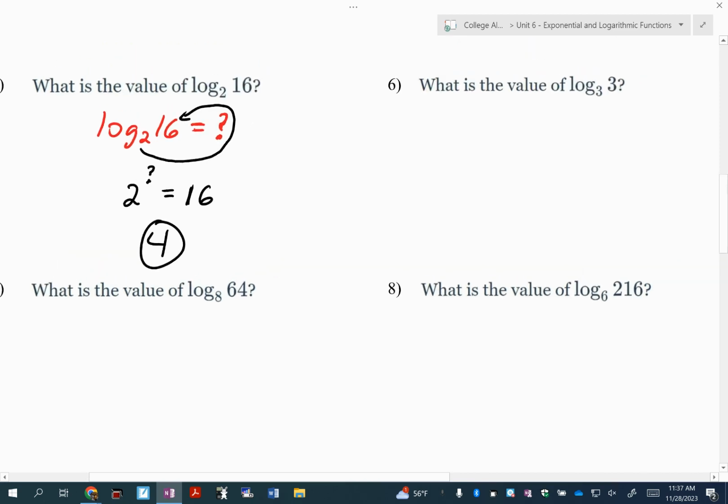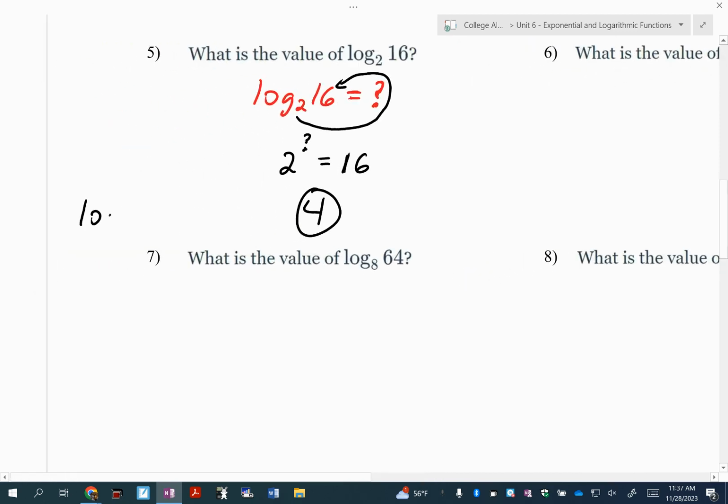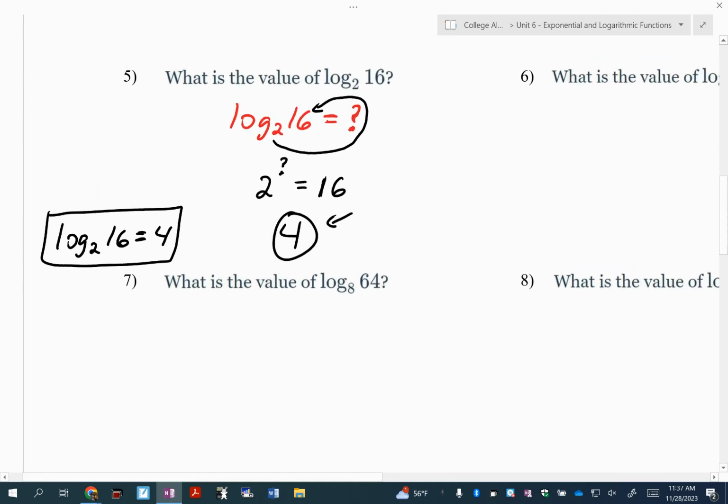You could also write, if you wanted to, log base 2 of 16 equals 4. This would also be true. All right, but for the test, all I care about is seeing that number, right? That is the exponent of your exponential equation.